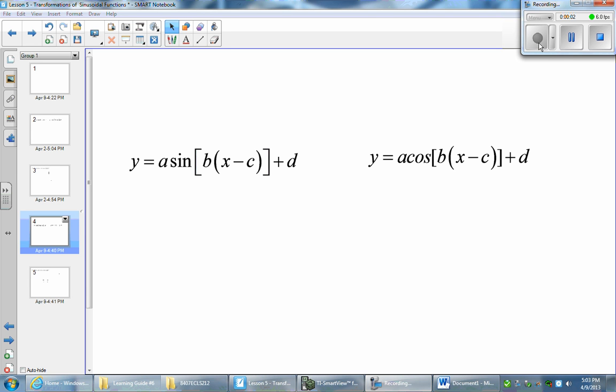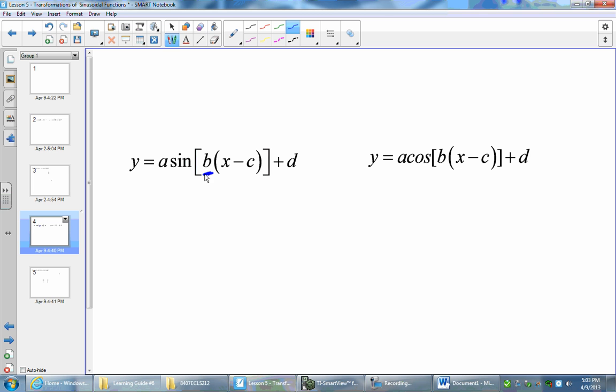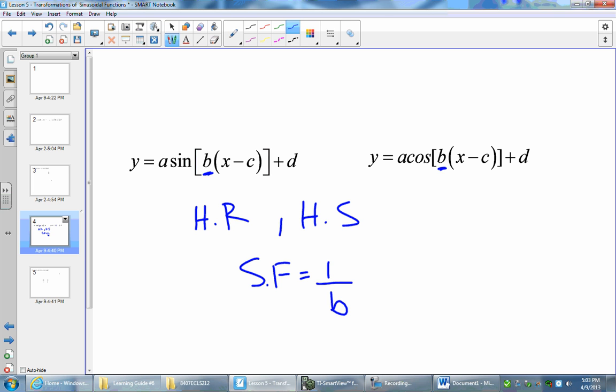Right, so the next parameter we're going to look at today is parameter B. Now, parameter B does exactly what you've learned in the past. What happens when you change B is you get a horizontal reflection or horizontal stretch. That stretch factor was not just B, but your stretch factor was always equal to 1 over B. So that's why your B value was so tricky in the past, because you had to take the reciprocal to find your stretch factor.